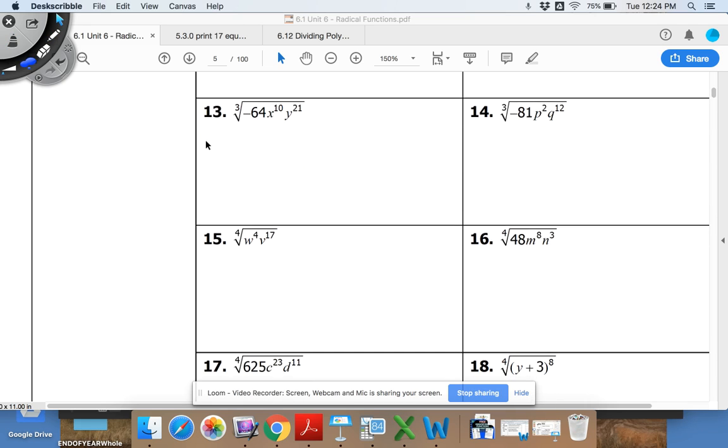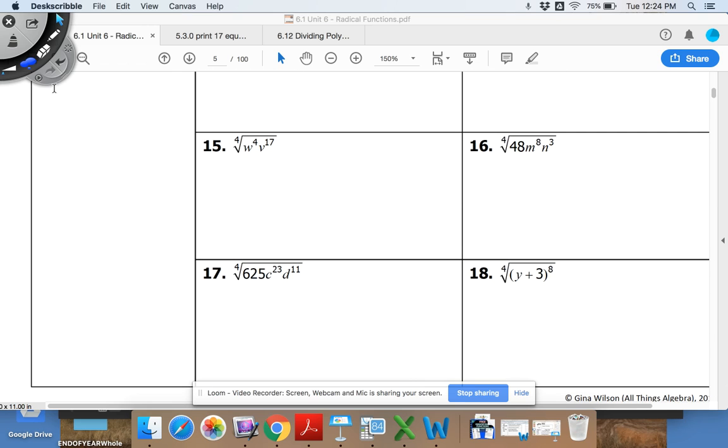Now on 15, we just have variables. So we're going to look at our index. 4 divided by 4 is 1. So we know w to the first power gets to come out. 17 divided by 4. So if you have 17 divided by 4, that would be 4, and that would give you 16, which 1 is a remainder. So we would do v to the 4 with a remainder of 1v underneath. So that would be our final answer. My little index number and my exponent look too similar, so I'm sorry for that.